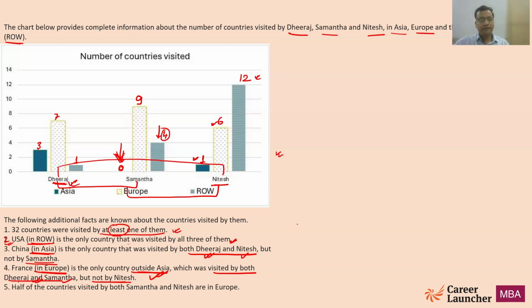Fifth statement. Look at this. Half of the countries visited by both Samantha and Nitesh are in Europe. Half of the countries. As of now, we don't know the total number of countries visited by Samantha and Nitesh altogether. How many countries they have traveled together, we don't know. But whatever is the value, half of that number will be in Europe, right?